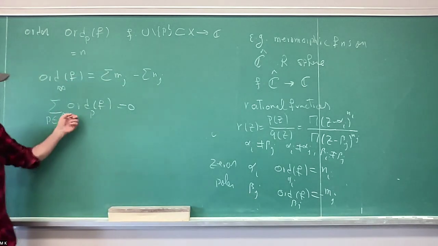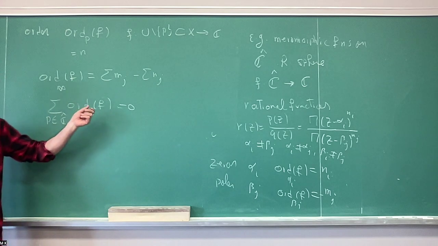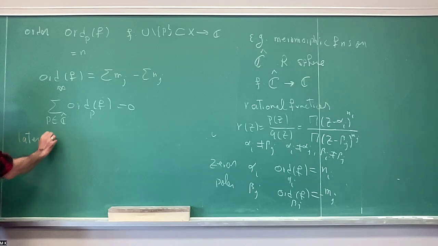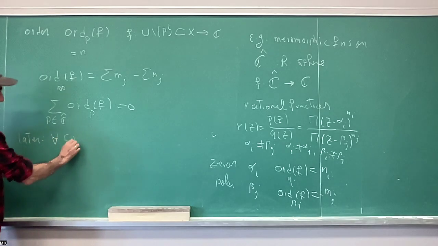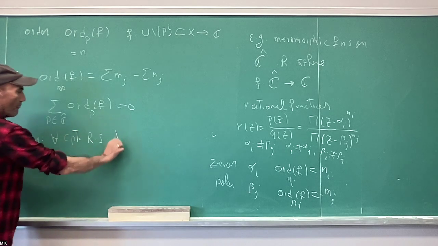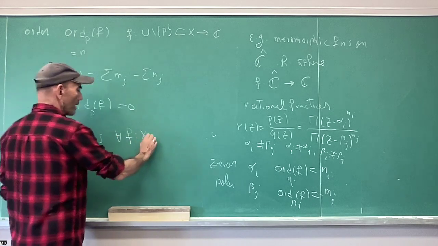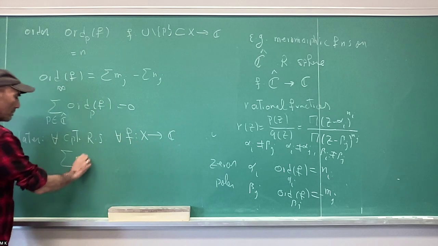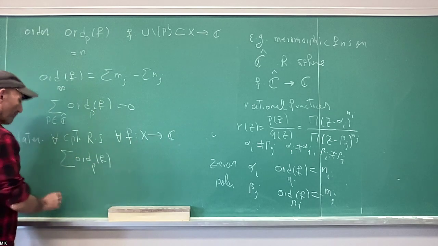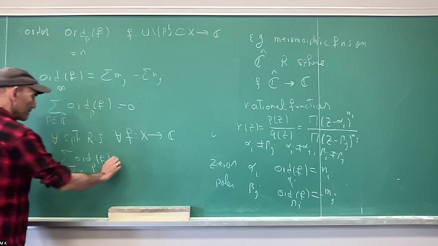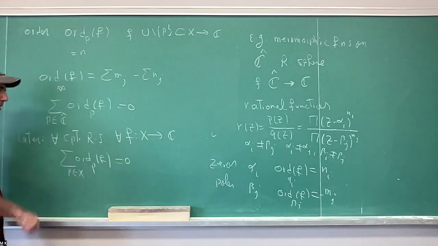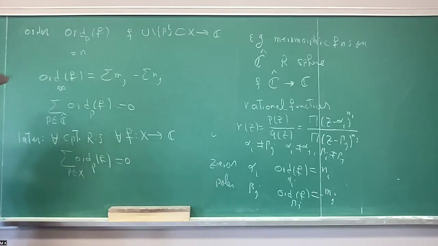In fact, one of the first things that we will prove is that this is true for all Riemann surfaces. Later we'll see that for any compact Riemann surface X and for any meromorphic function f from X to C, the sum over p belonging to X of the order of f at p is equal to 0. That's a very interesting identity. But this comes later on. We have to prove some theorems, not too difficult, but we need to see something first.